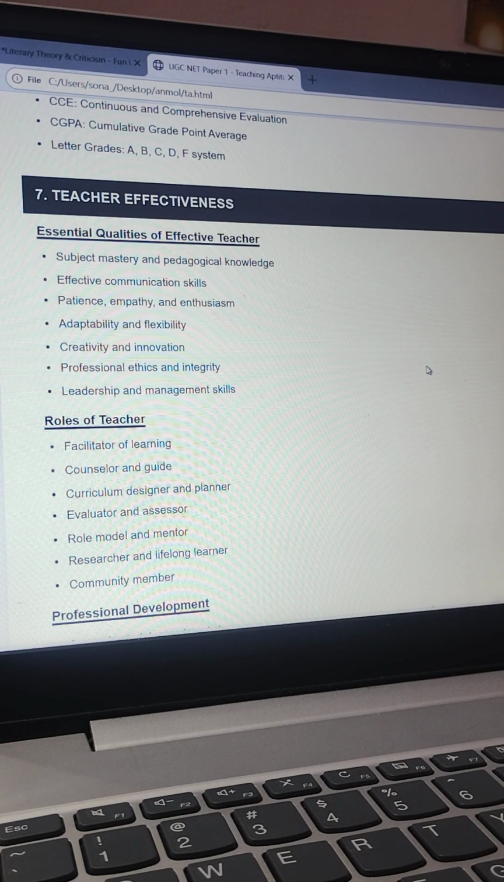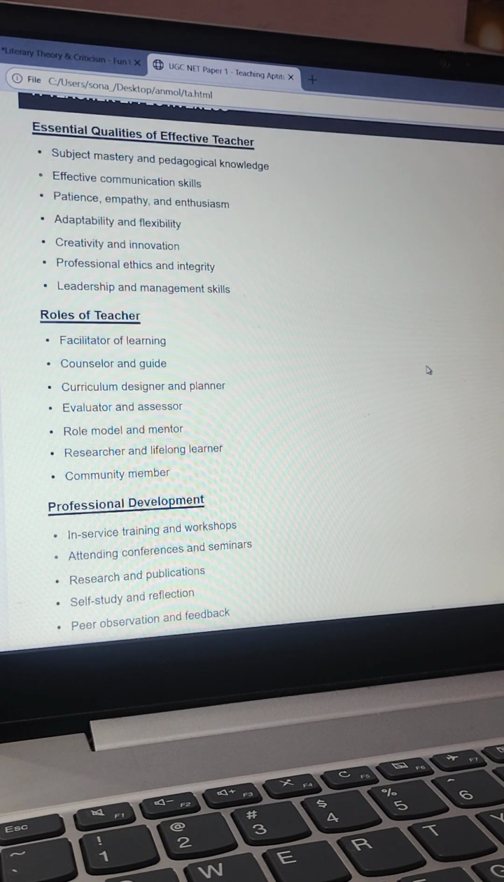Moving to the teacher effectiveness. For the teacher effectiveness, we have essential qualities of an effective teacher, like subject mastery, effective knowledge, communication skill, patience, empathy, all of that, like professional ethics and integrity, leadership and management skill. Talking about the role of teacher, we have teacher as a counselor, guide, facilitator of learning, curriculum designer, planner, evaluator and assessor, role model and mentor, research and lifelong learner with the community member.